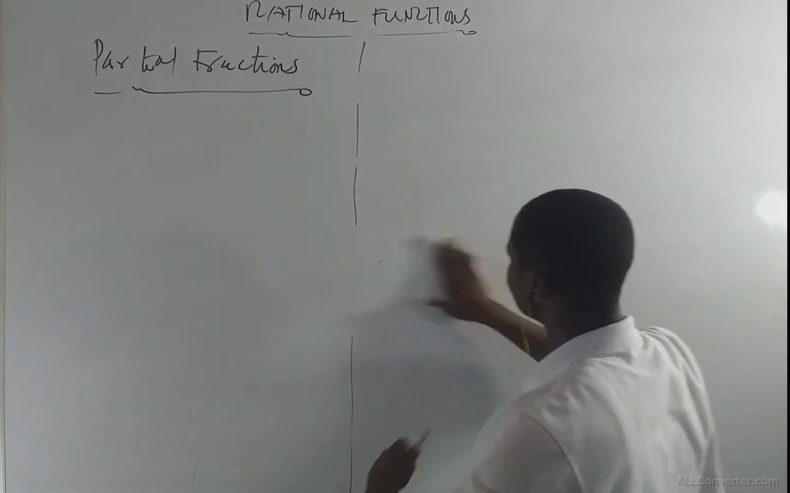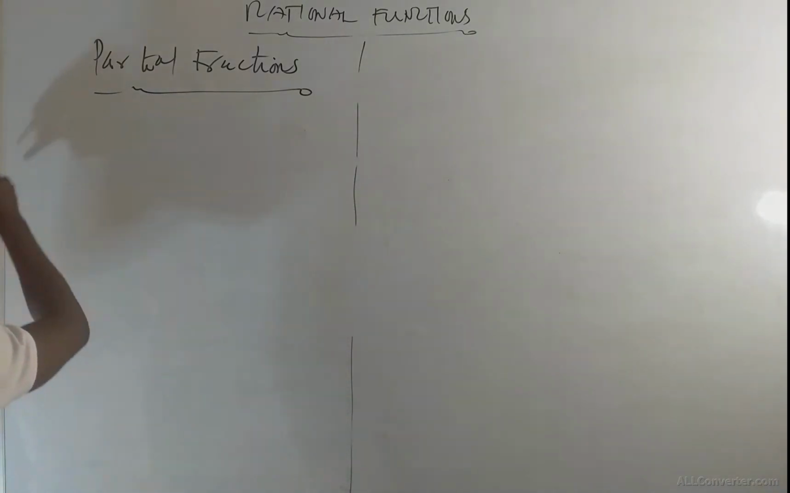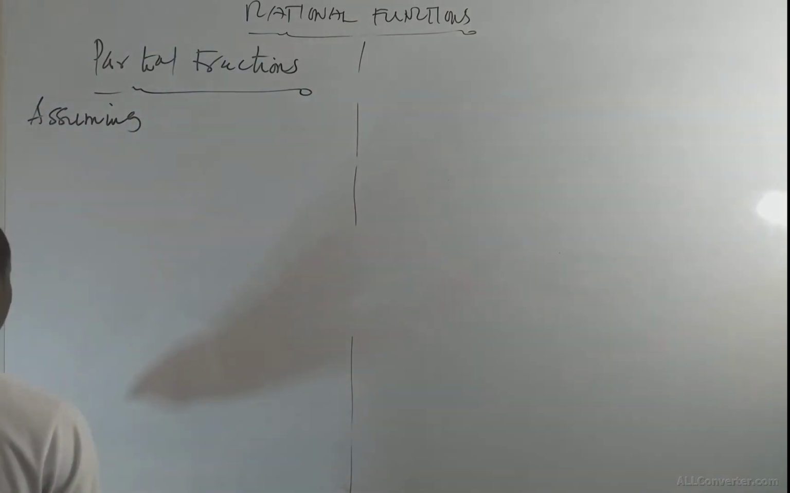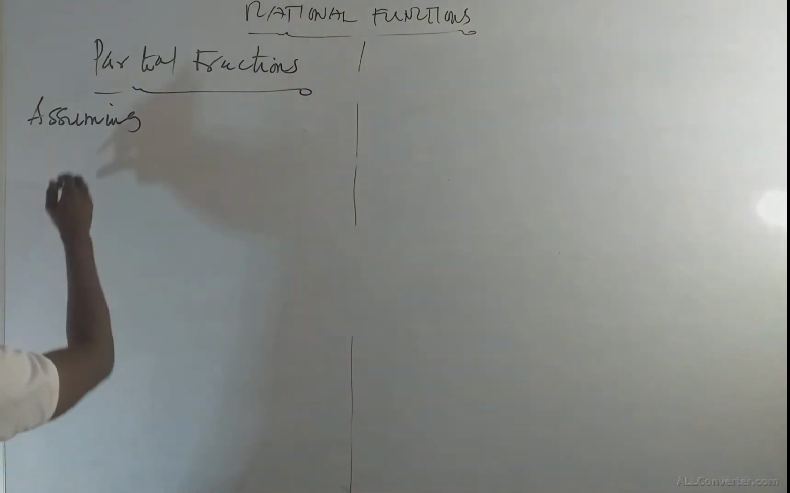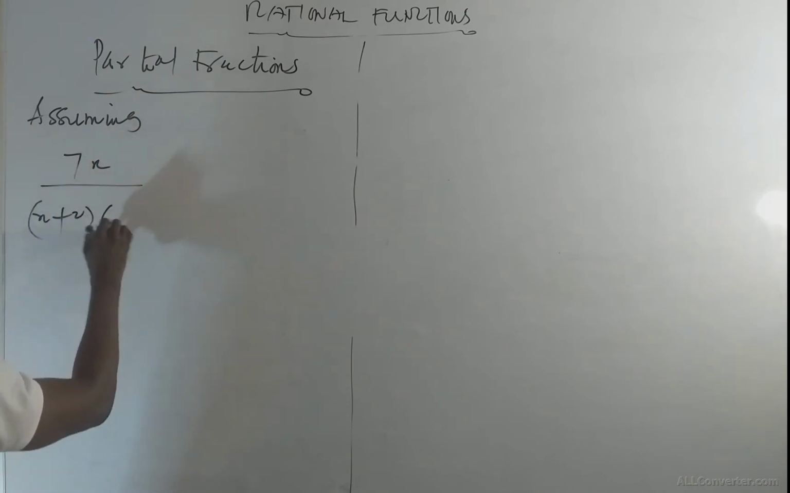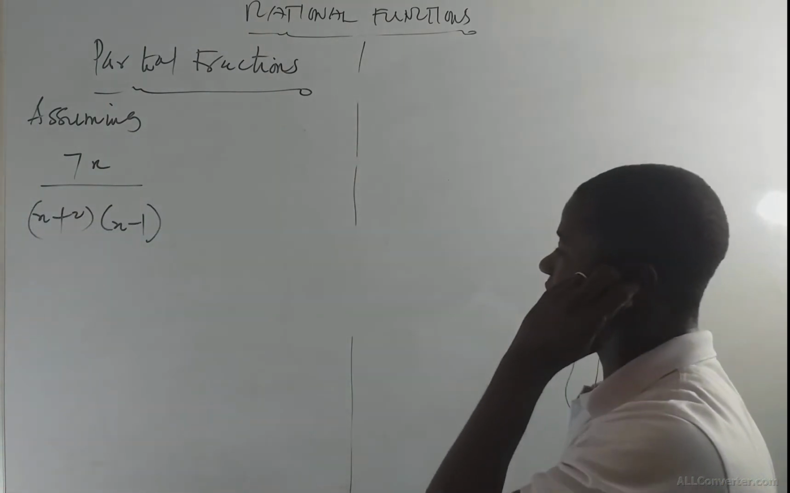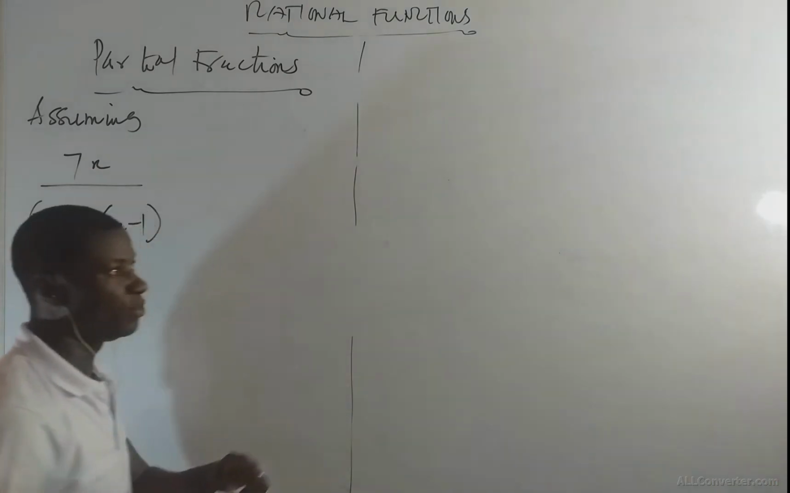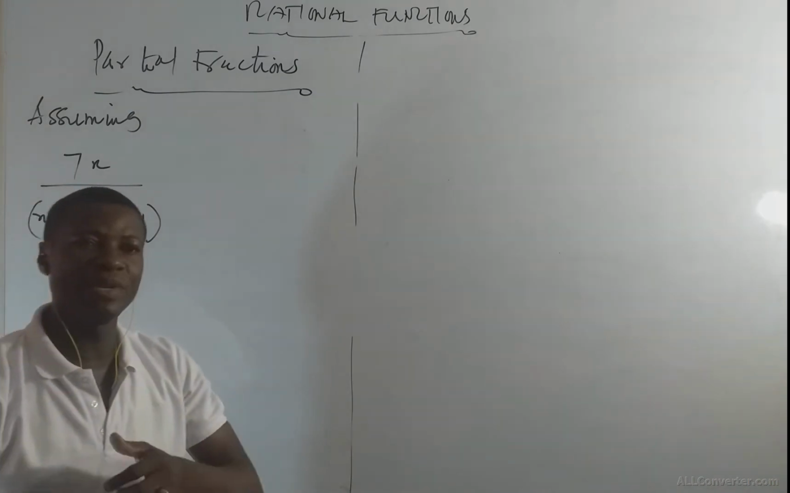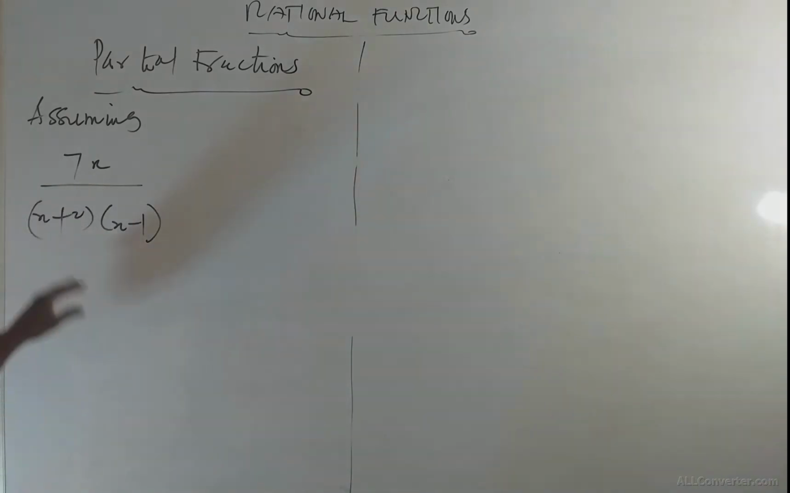Okay, so let's assume that we are given, let's say, 7x over x plus 2 times x minus 1, to express in partial fractions. To express this in partial fractions, what we look at, you have to check the denominator. That's the most important thing, because we have denominator with a linear factor, denominator with a quadratic factor, denominator with a repeated factor, and improper fraction. So our concentration is on the denominator. Now, when you check the denominator, we have two factors.